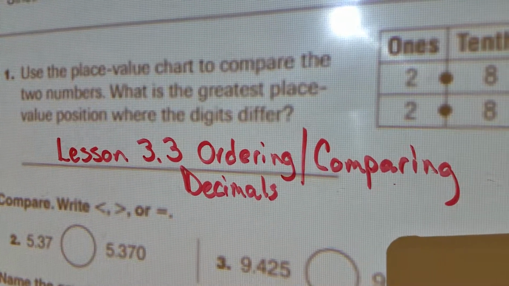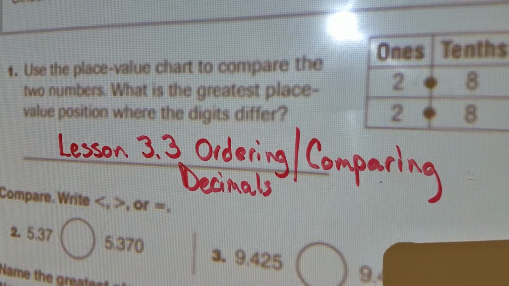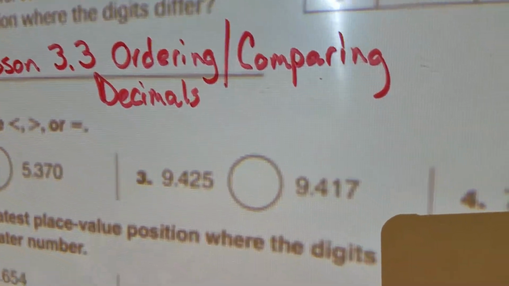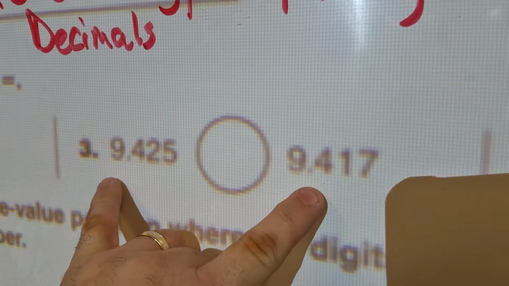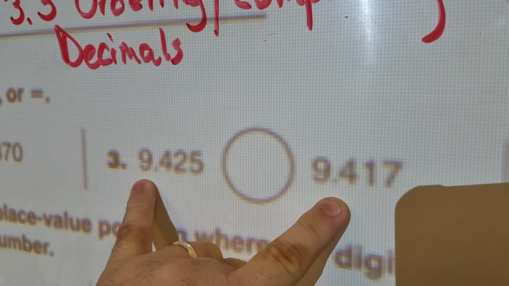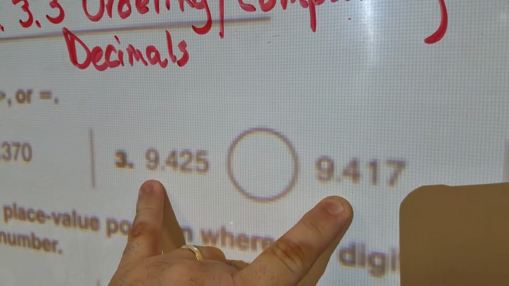Okay, welcome to today's lesson 3.3, ordering and comparing decimals. First one I'm going to do is this one right here. I am trying to see which number is bigger, or are they equal?